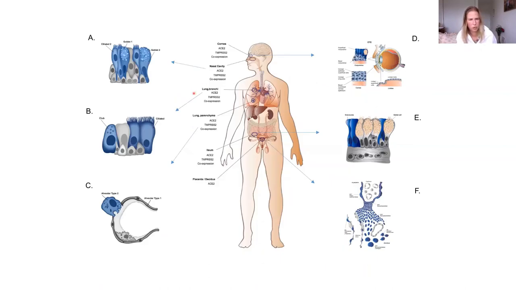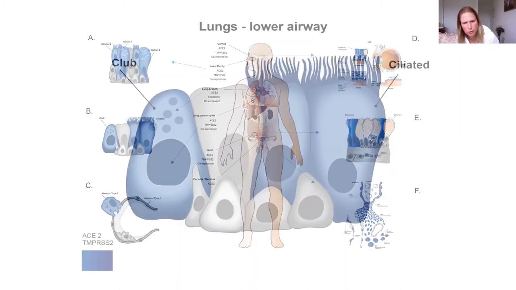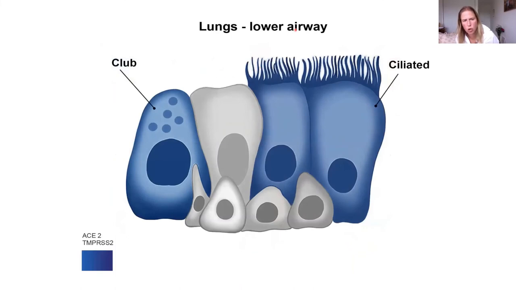Now, if we go to the bronchi, which I showed you, we also worked on with that bronchoscopy tissue from our Dutch collaborators. In those lower airways, in the bronchi, there are also ciliated and club cells, so also epithelial cells that have the receptor. Probably a bit harder for the virus to get down there, but the nose is certainly very easy.